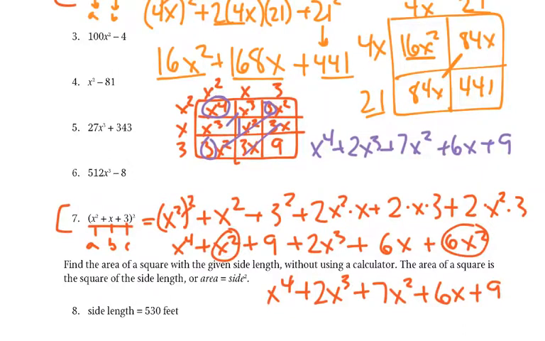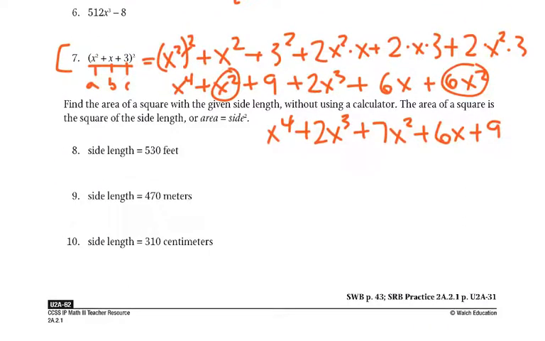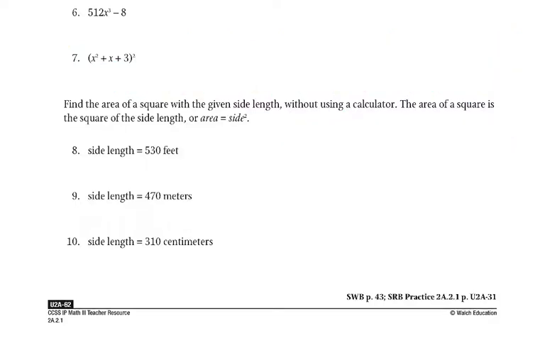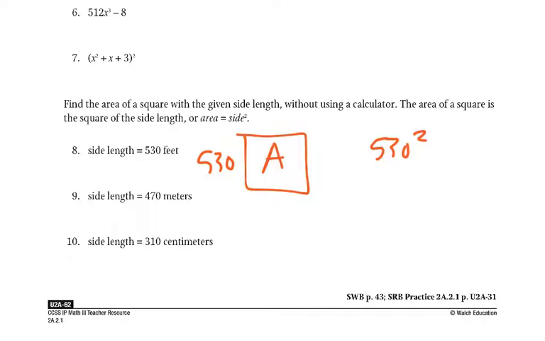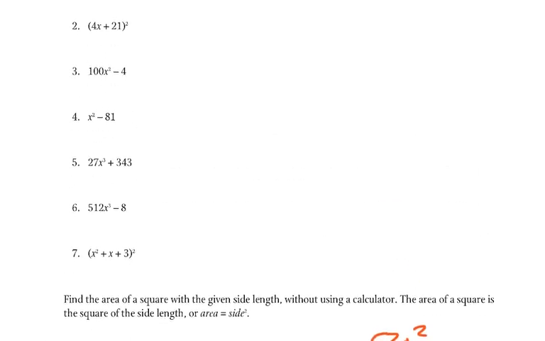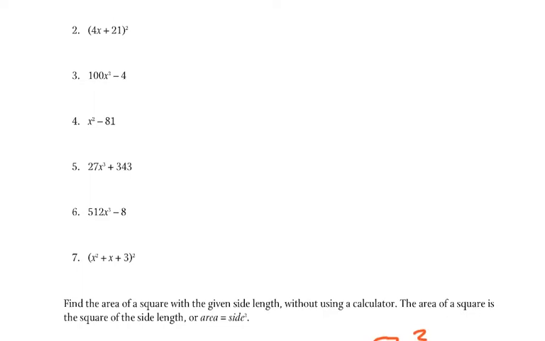Okay? Now, 8, 9, and 10, they're wanting you to see what you can do to simplify it. Because in other words, they're saying, okay, the side length of a square is 530. We know 530 squared is going to give us the area. But they want you to try to do that without using a calculator. In other words, you'd have to split it up into stuff like this.